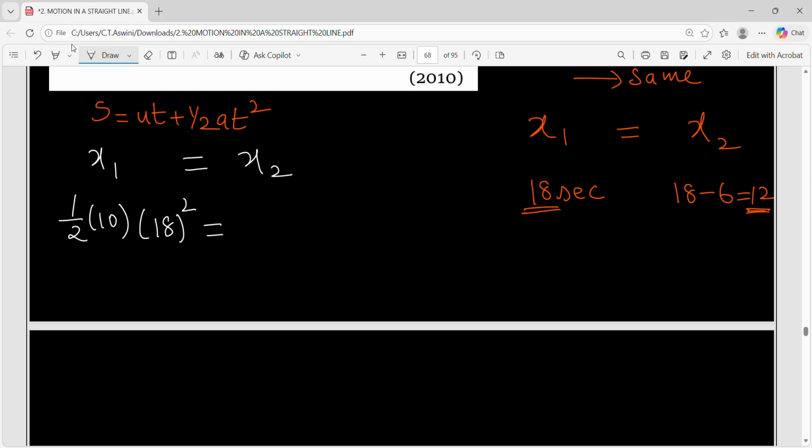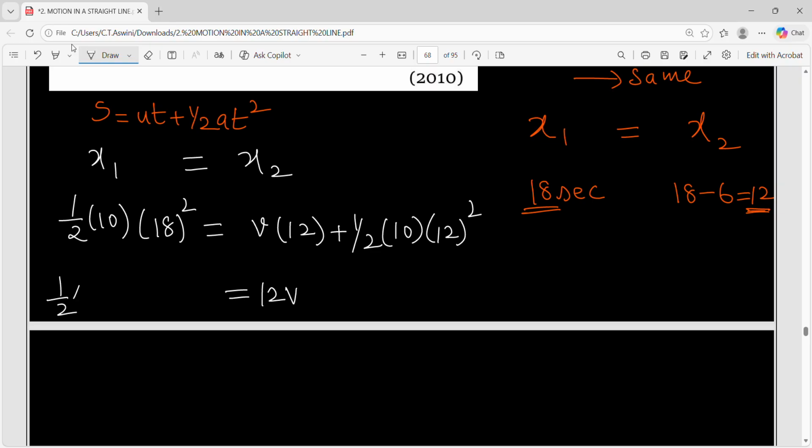For the second ball, initial velocity is how much? V. So u is v, and time taken by it is 12, plus half a, that means g, t square, that means 12 square. So just simplify this, how much will you get? Keep the 12v as it is. Send this that side, what will you get? Half into 10 is common. So you'll get 18 square minus 12 square.